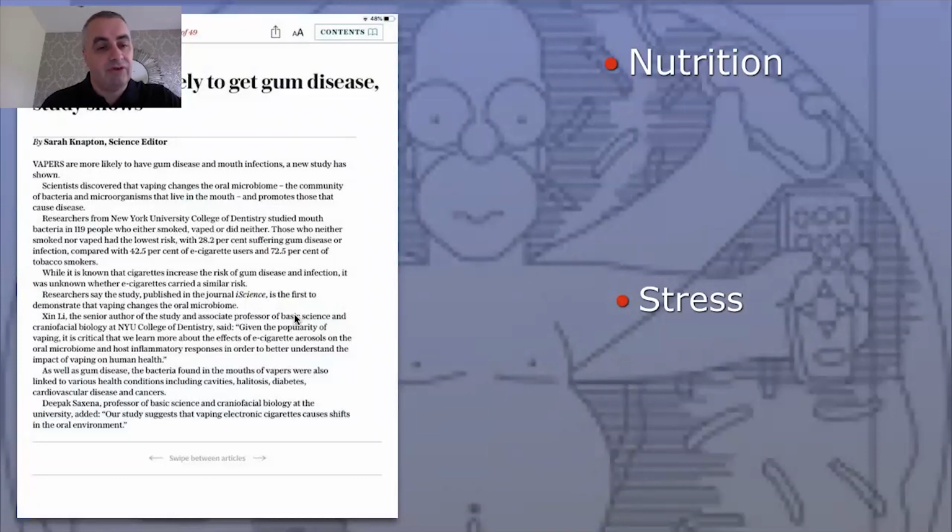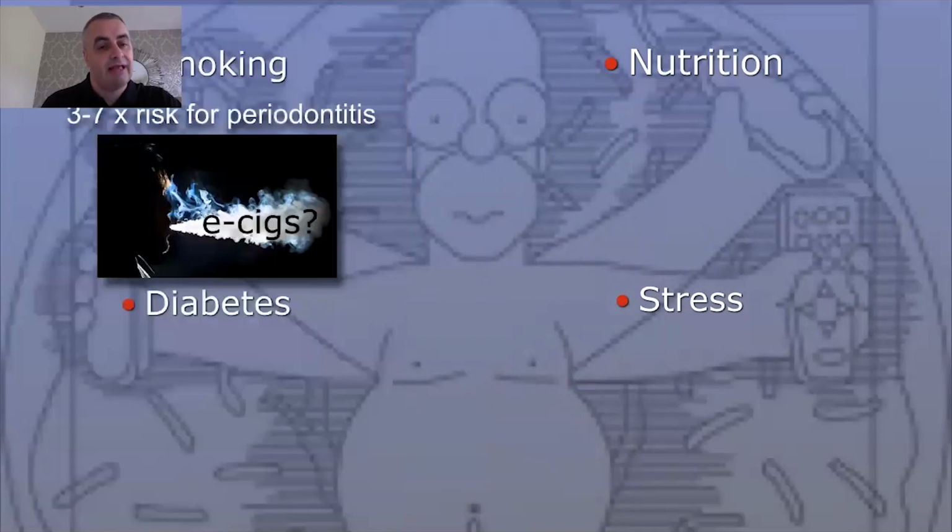We don't have huge data on this, but we have to see them as a positive, as in it's a move away from smoking, but ultimately it's probably still a negative impact on their periodontal health.